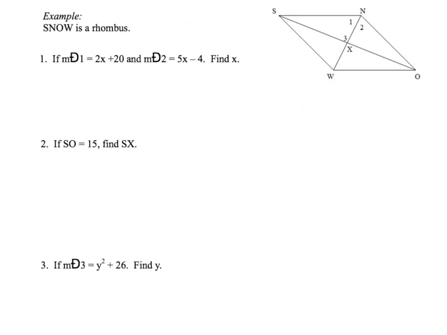All right, last example. They tell you that SNOW is a rhombus. They tell you that angle 1 is 2x plus 20. Label that for me, please. So angle 1 right here is 2x plus 20. Angle 2, label this 5x minus 4. They want you to find x. One of your properties for a rhombus says that this diagonal bisects these angles. A bisector makes these congruent. If they're congruent, their measures are equal. So set them equal and solve for x, please.